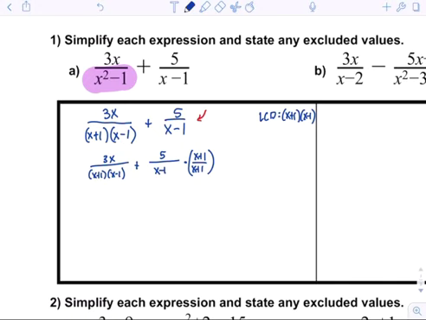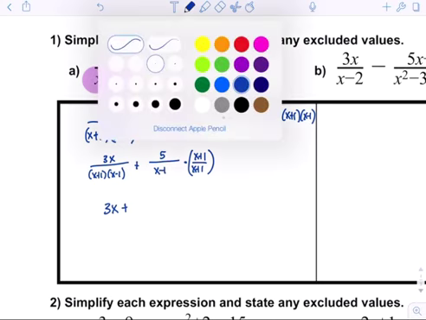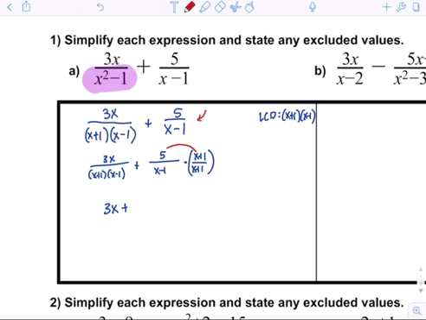Okay, so then we're going to get 3x plus, now remember, 5 times x and 5 times 1. So we're going to get plus 5x plus 5 all over the LCD, which is x plus 1, x minus 1. And our final answer, remember, collect like terms. So 8x plus 5 all over x plus 1 and x minus 1.